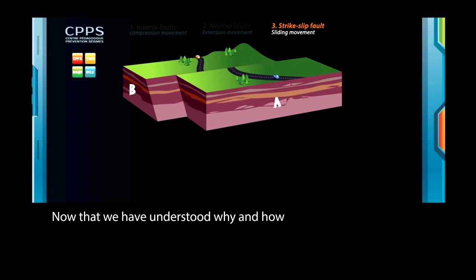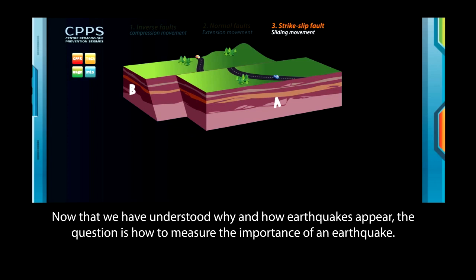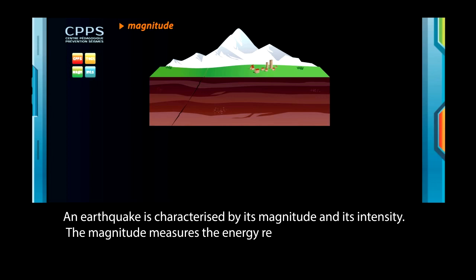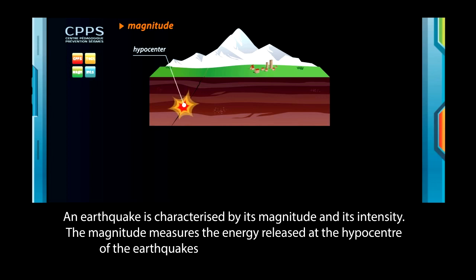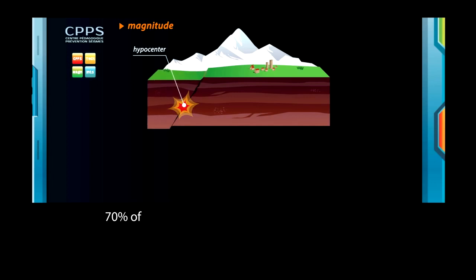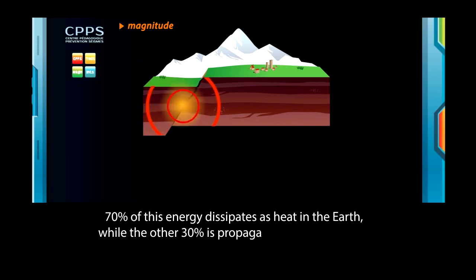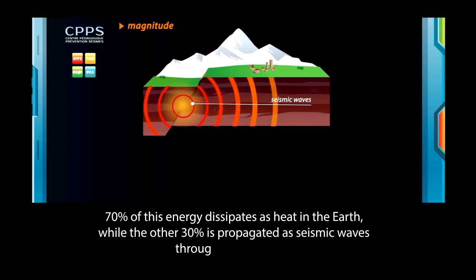Now that we have understood why and how earthquakes appear, the question is how to measure the importance of an earthquake. An earthquake is characterized by its magnitude and its intensity. The magnitude measures the energy released at the hypocenter of the earthquake when the fault suddenly breaks. 70% of this energy dissipates as heat in the earth, while the other 30% is propagated as seismic waves throughout the globe.